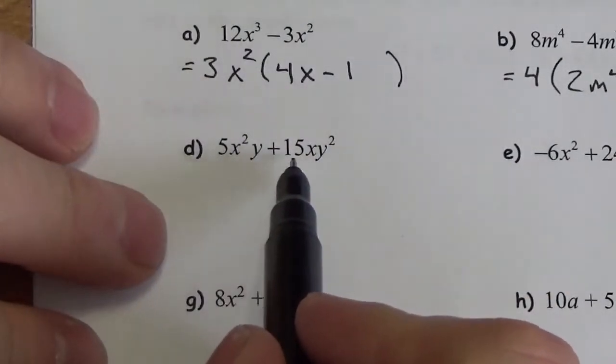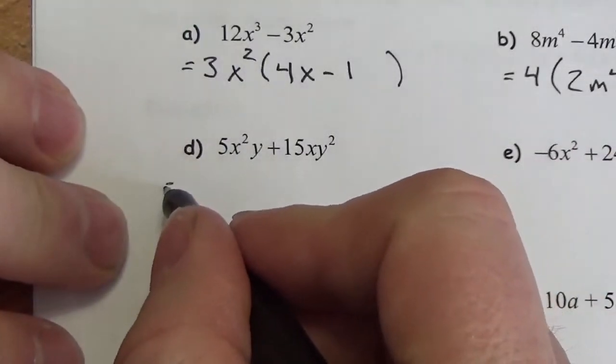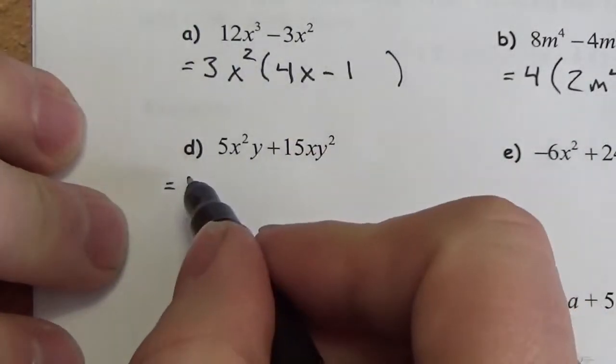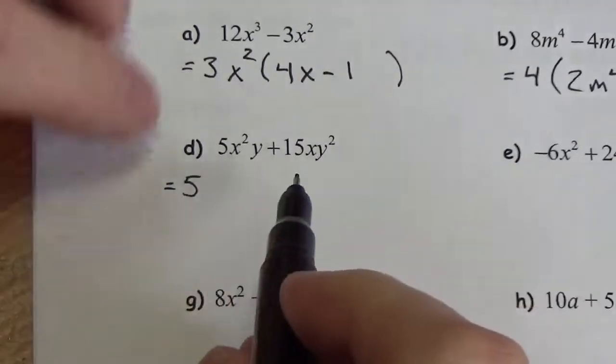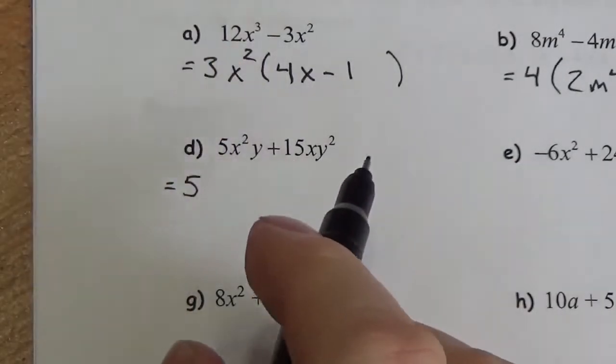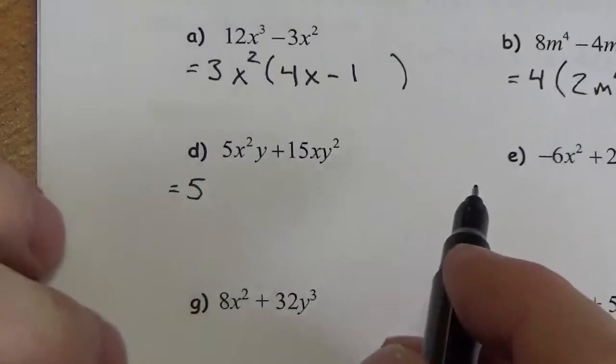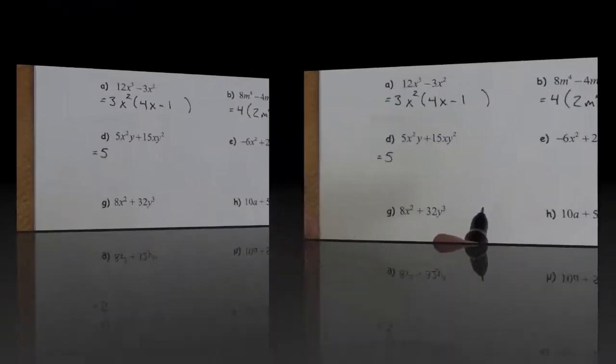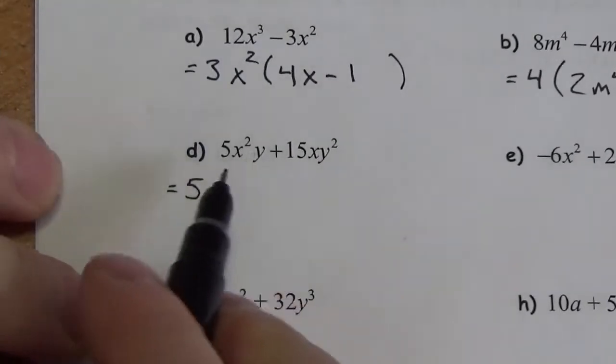5x squared y plus 15xy squared, okay. Well, in terms of the coefficient, I see that there is a common 5. And then between these two terms here, now I've got to look at the x's and the y's separately.